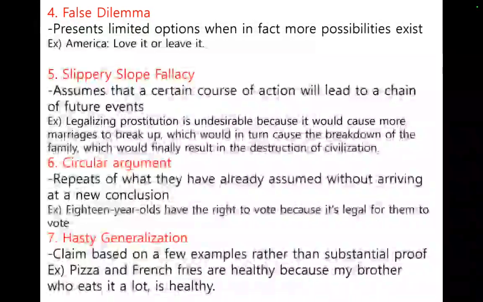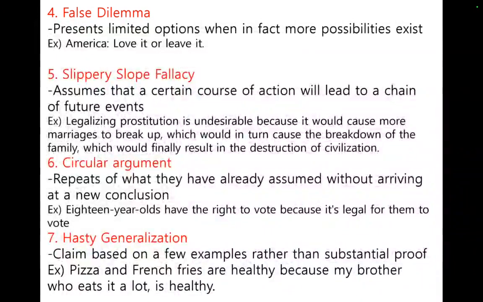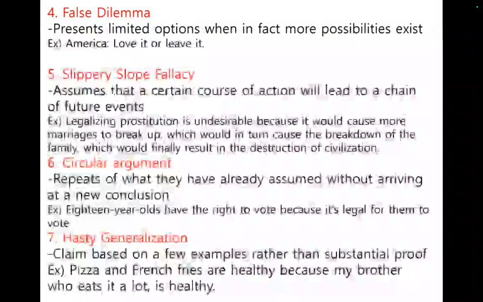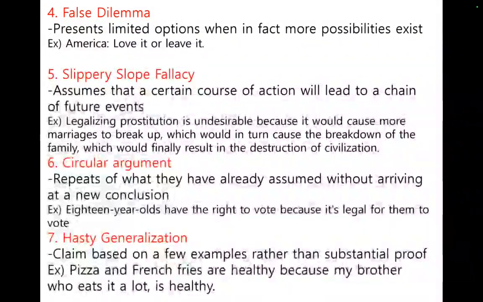Fifth, slippery slope fallacy. A slippery slope fallacy is a logical fallacy that assumes a certain course of action will necessarily lead to a chain of future events. The slippery slope fallacy takes a benign premise or starting point and suggests that it will lead to unlikely or ridiculous outcomes with no supporting evidence. For example, legalizing prostitution is undesirable because it would cause more marriages to break up, which would in turn cause the breakdown of the family, which would finally result in the destruction of civilization.